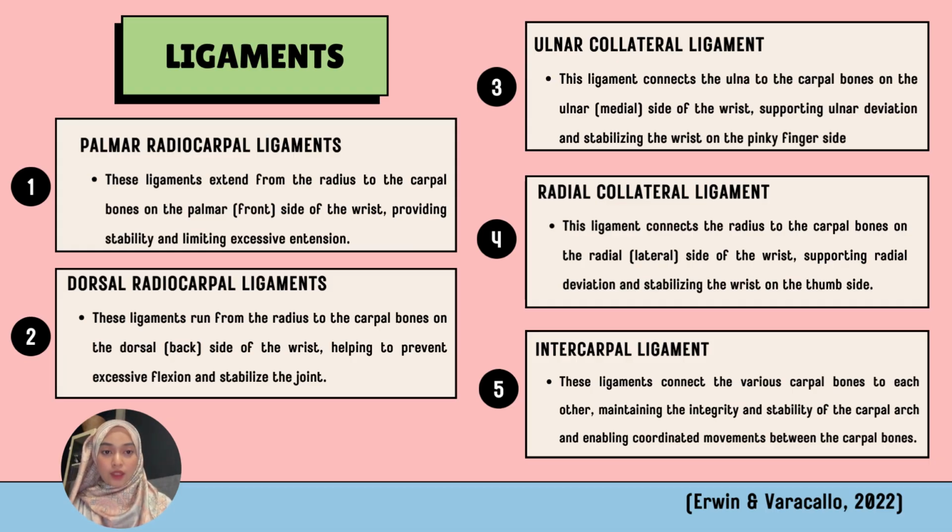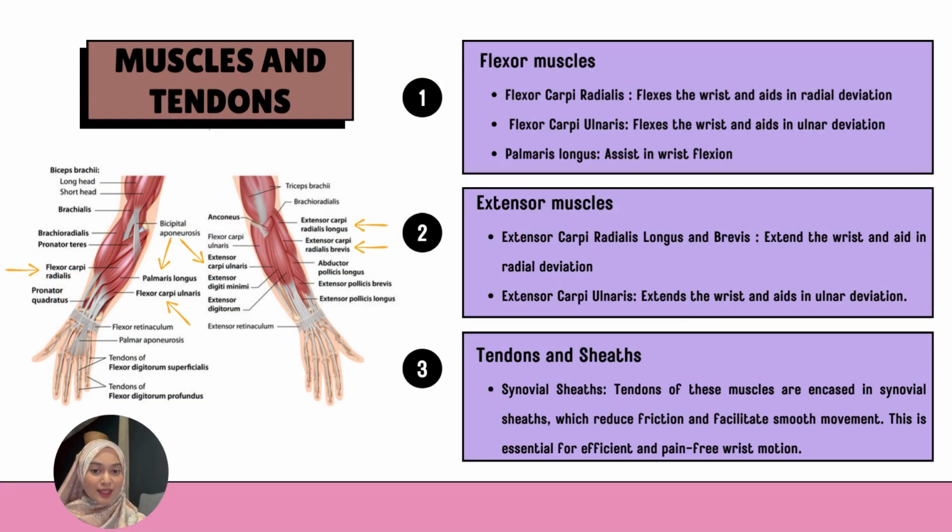Fifth, we have the intercarpal ligaments. These ligaments connect the various carpal bones to each other, maintaining the integrity and stability of the carpal arch and enabling coordinated movement between the carpal bones. Lastly, we move to the muscles and tendons. Tendons connect your muscles to your bones and let us move our limbs.